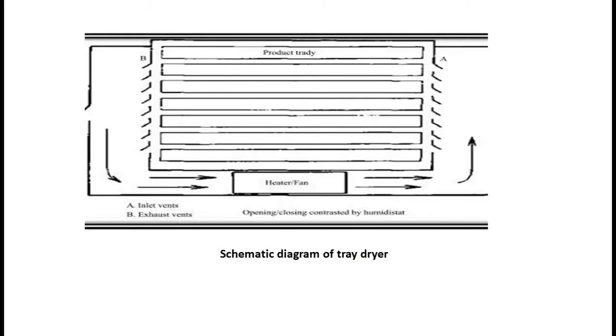This is the schematic diagram of a tray dryer which is used in the industry. Here the trays are mounted. There are two sections given in the diagram, A and B. From both sides the air is vented. There is one inlet also, and a heater and fan are provided.